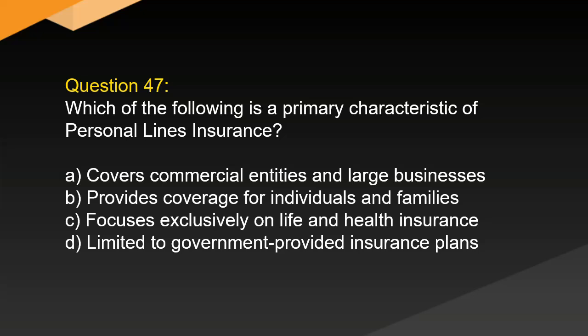Question 47. Which of the following is a primary characteristic of personal lines insurance? A. Covers commercial entities and large businesses. B. Provides coverage for individuals and families. C. Focuses exclusively on life and health insurance. D. Limited to government-provided insurance plans.